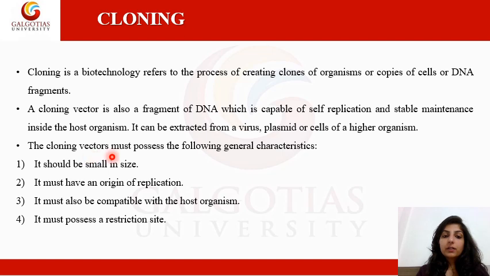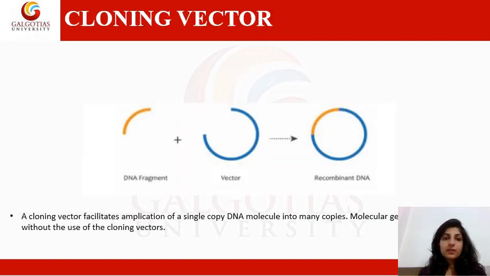The cloning vector must possess the following general characteristics. Here I have listed certain general characteristics that your cloning vector must exhibit. First, it should be small in size. It must have an origin of replication. It must also be compatible with the host organism. It must possess a restriction site. So these are the four characteristics that a cloning vector must possess.